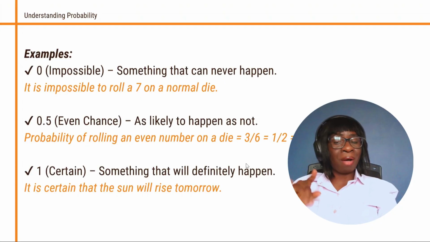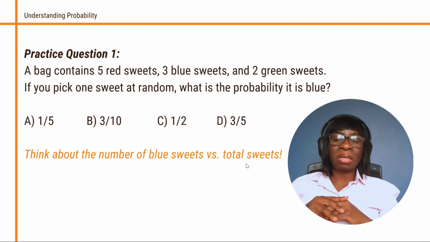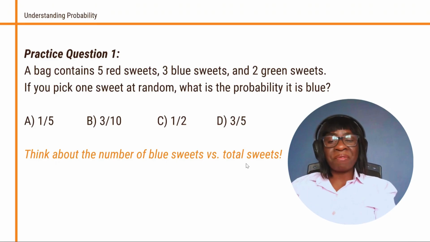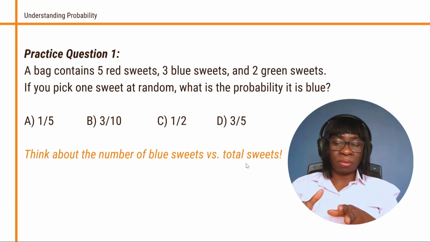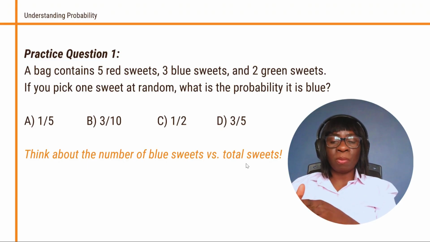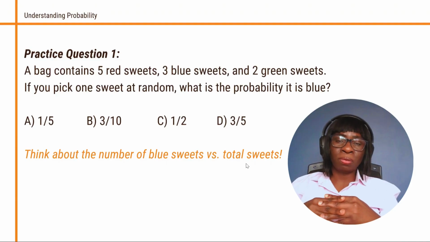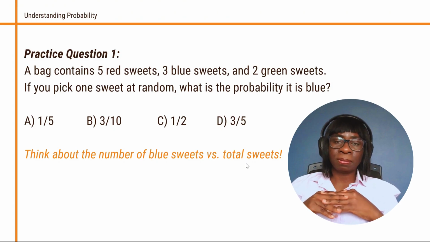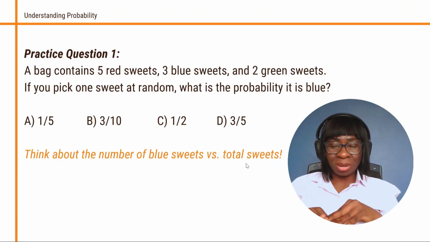And remember how I explained the die. So now, what is the probability of picking a blue from a bag that contains 5 red sweets, 3 blue sweets, and 2 green sweets? This is a hint for you. Think about the number of blue sweets and then the total number of sweets. So how do you solve this? What would be the probability? Okay, you are trying. Okay, look at it from this angle.